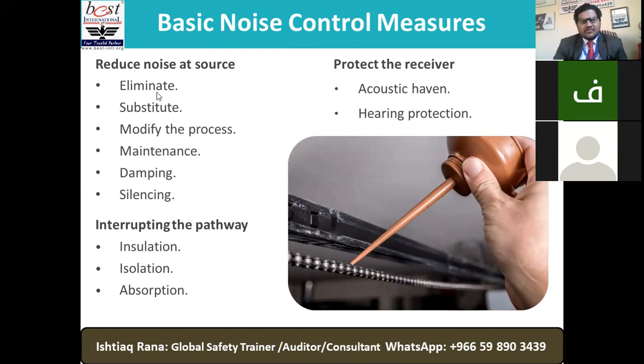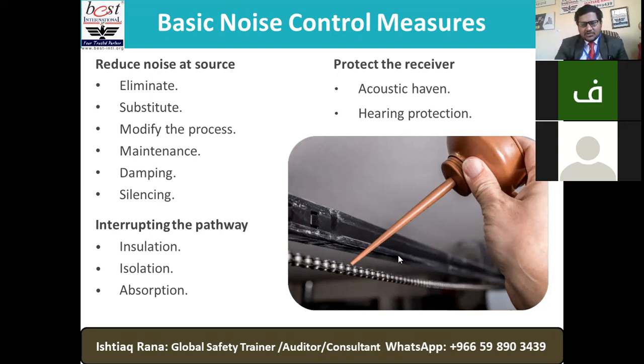Starting from elimination, we have three ways according to the noise source: either reduce noise at source, or interrupt the pathway, or protect the receiver. So three domains of controls you can consider. Let's discuss reducing noise at source.